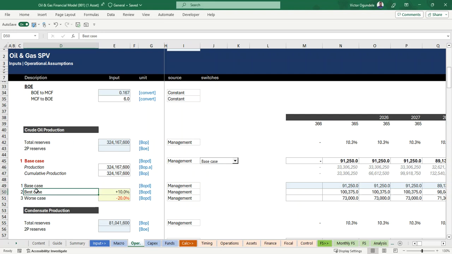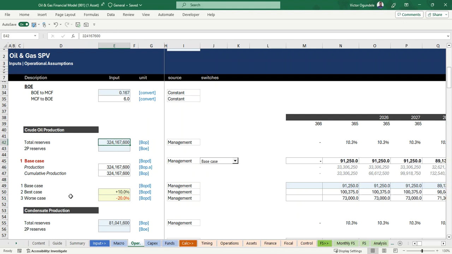and then we also have the best case, everything being equal, where you might get lucky to be able to get from other reserves. Then we have the worst case, due to unexpected, unforeseen circumstances. Here, best case is an addition of 10% from what management has given us, and worst case is minus 20% from what management has given us.